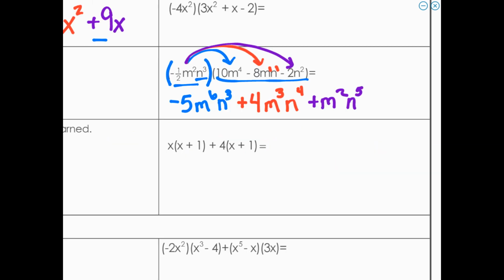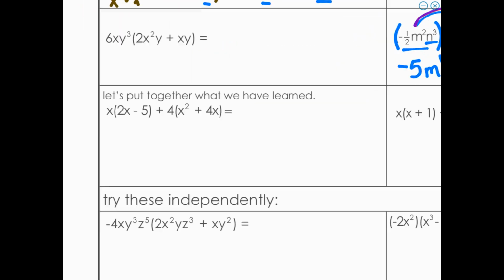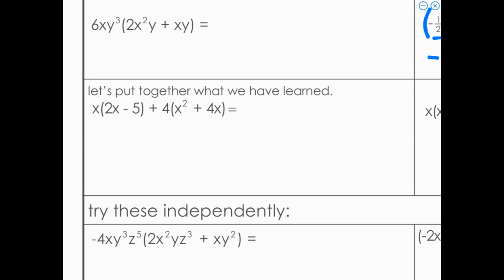Okay. So the only other one that we're going to talk about is this one right here. So this is combining everything that we talked about today. So you have to distribute what's out front, and then you might have some like terms that you need to combine. So x times 2x is what? 1 times 2 is 2x, still 2, but we've got x squared because they both have a 1 that we have to add for my exponents.